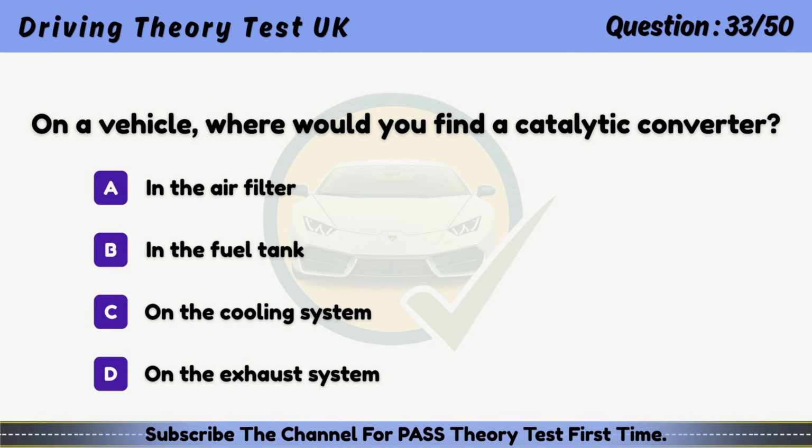Question 33. On a vehicle, where would you find a catalytic converter? Option A. In the air filter. B. In the fuel tank. C. On the cooling system. D. On the exhaust system.